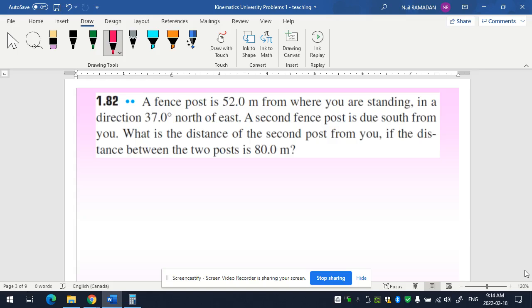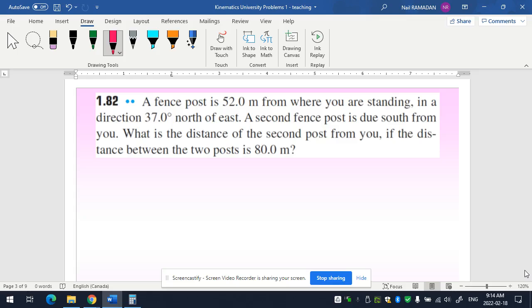In a direction 37 degrees north of east of you. Oh, perfect. So we actually know where it is. A second fence post is due south from you. So that means, everyone look, according to me, I'm looking north. Where is the first fence post? First of all, how do I turn my head? Which degree?